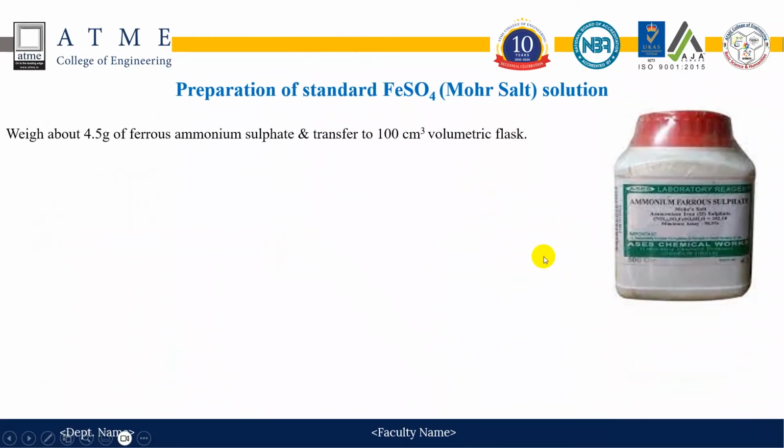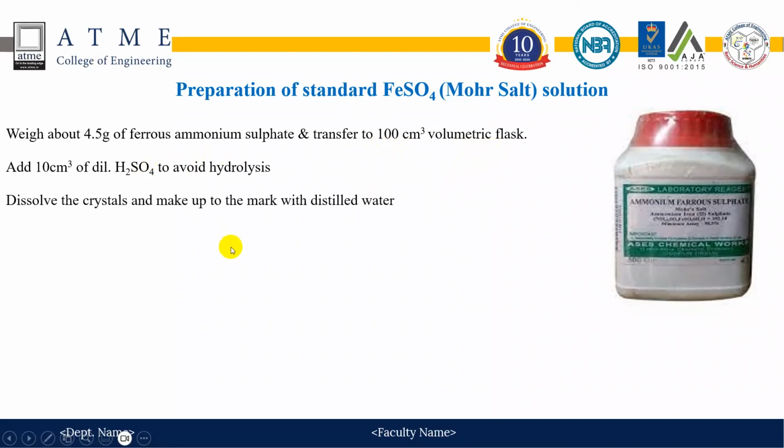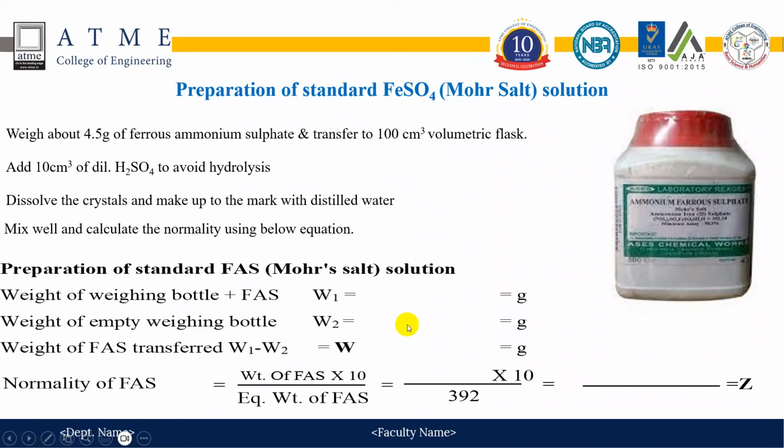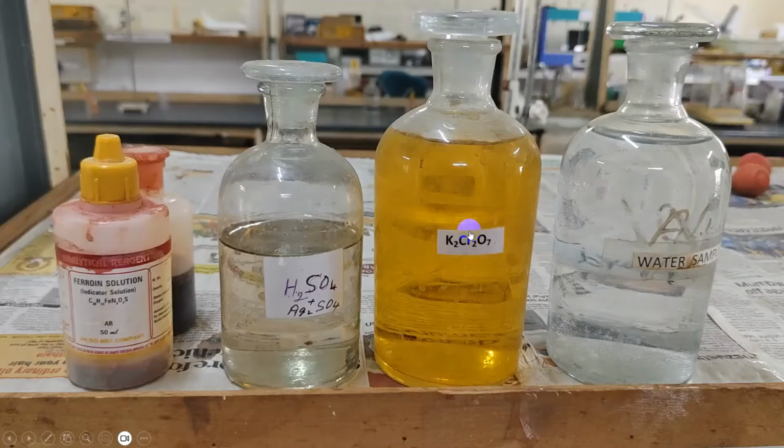So the standard solution of FAS is prepared by dissolving around 4.5 grams of ferrous ammonium sulfate in a 100 ml volumetric flask. We have to add a small amount of dilute sulfuric acid to enhance the solubility and to avoid the hydrolysis of iron. So here we have dissolved the crystals by making up to the mark with distilled water. Mix well and calculate the normality by using the following formula: weight of FAS into 10 divided by equivalent weight of FAS. We get the normality of the FAS we have prepared.